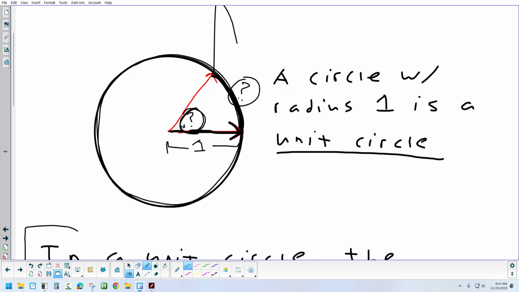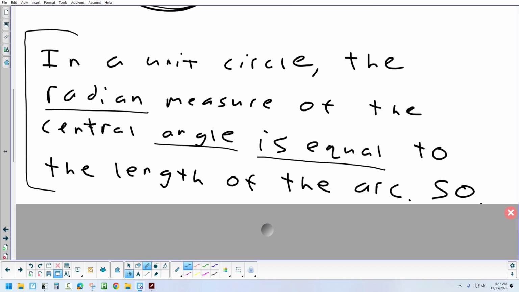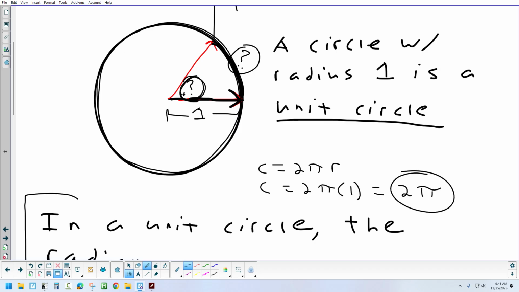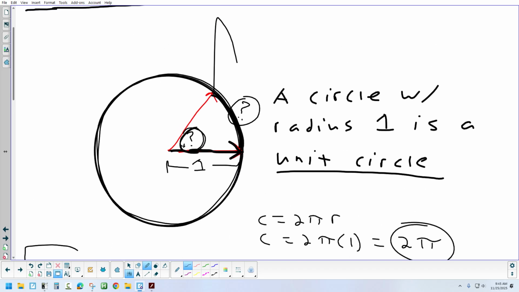And whatever it comes out to, that is the size of the angle measured in radians that goes all the way around the circle. So what's the formula for the circumference of a circle? 2 pi r. Circumference is 2 pi r. What's the radius on our unit circle? 1. So the circumference is 2 pi times 1. The circumference of that circle is 2 pi units. That's this number, 2 pi.